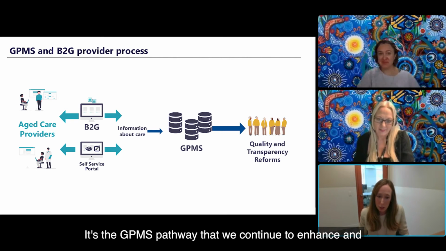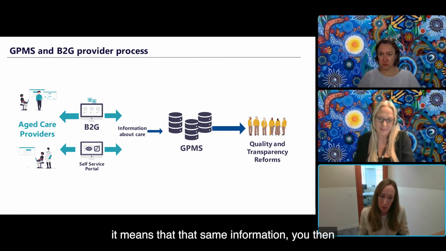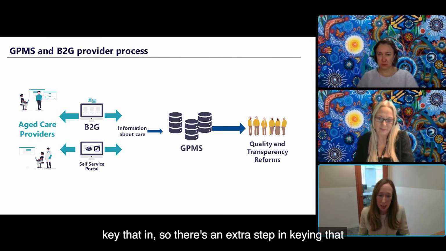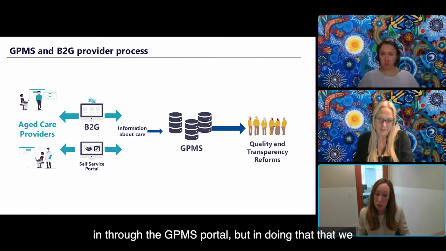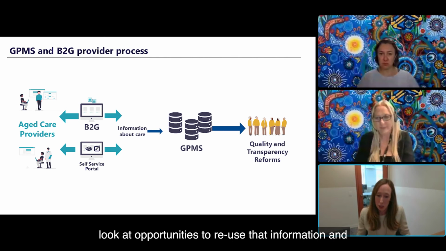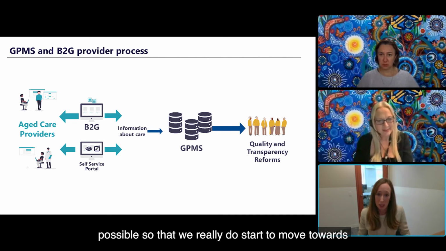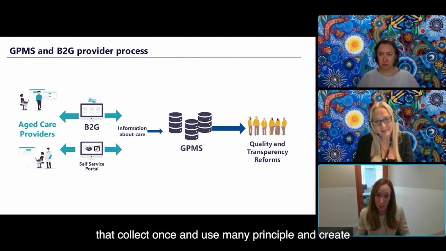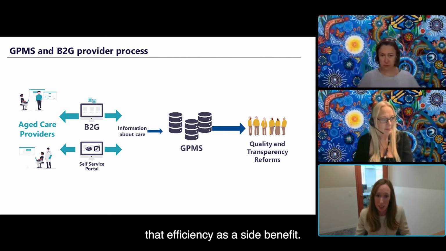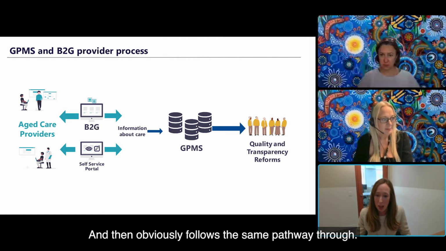It's the GPMS pathway that we continue to enhance, and it means that those same information, you then key that in. So there's an extra step in keying that in through the GPMS portal. But in doing that we look at opportunities to reuse that information and to streamline that experience to the extent possible, so that we really do start to move towards that collect once and use many principle, and create that efficiency as a side benefit. And then obviously it follows the same pathway through.